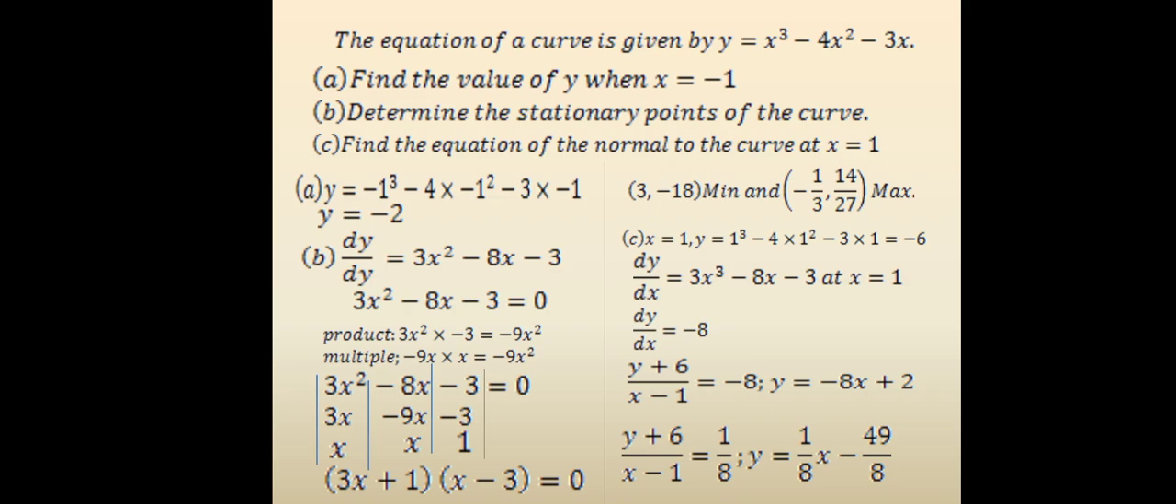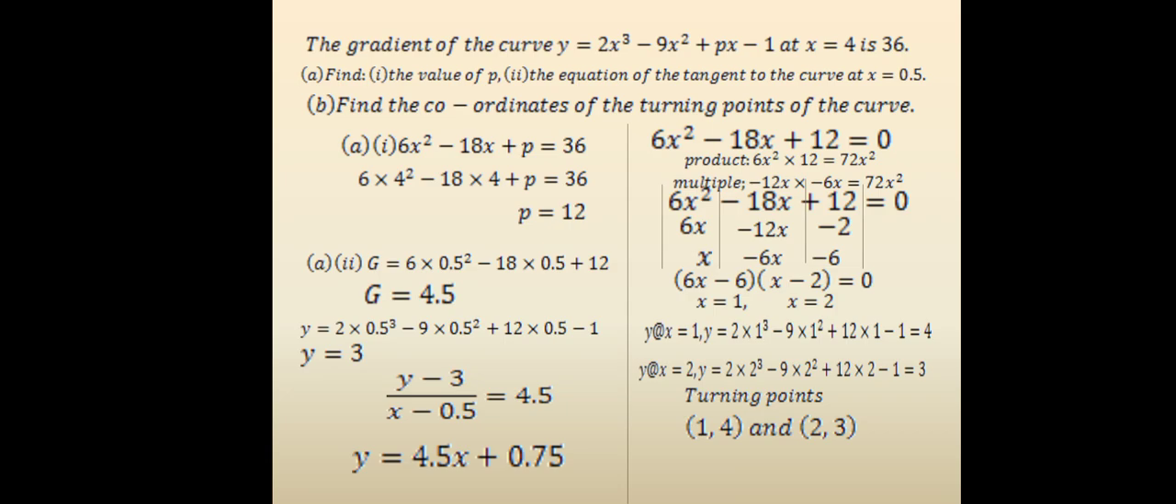The equation of a curve is given by y equals x cubed minus 4x squared minus 3x. A. Find the value of y when x equals negative 1. B. Determine the stationary points of the curve. C. Find the equation of the normal to the curve at x equals 1.